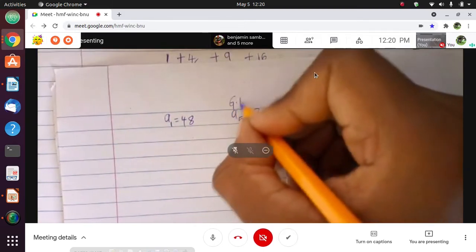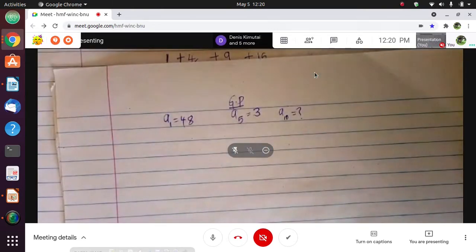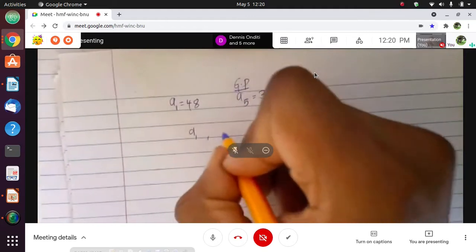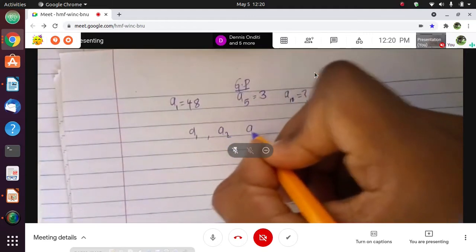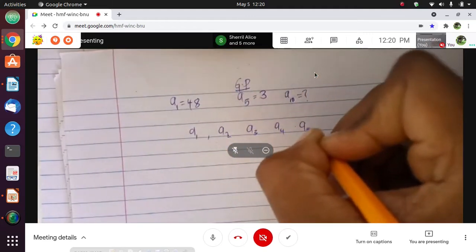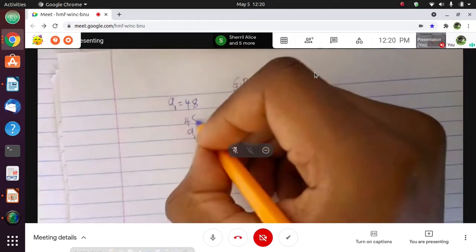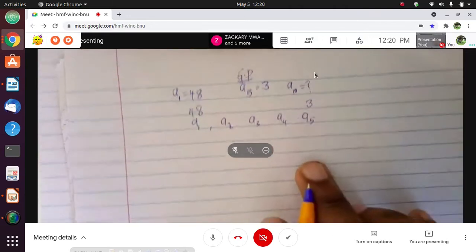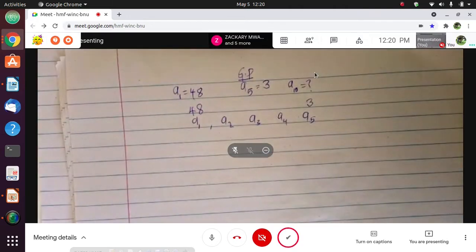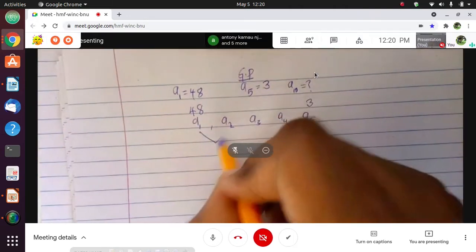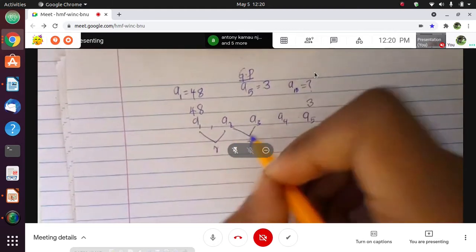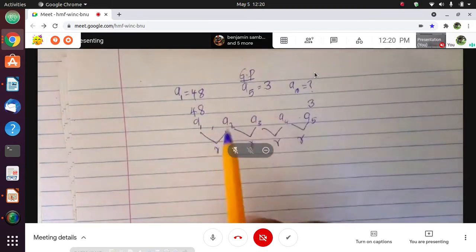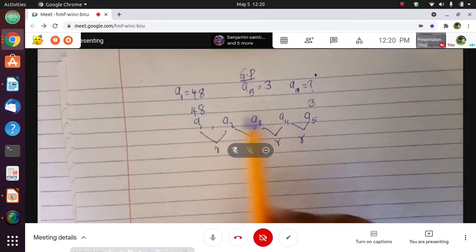So this is a geometric progression, a geometric sequence. Now, look at our terms. We have A1, A2, A3, A4, and A5. A1 is 48 and A5 is 3. Now, remember that when you divide successive terms, what you get is a common ratio. Now, what have we done from 48 to get to 3?